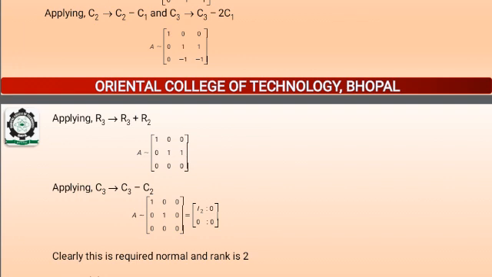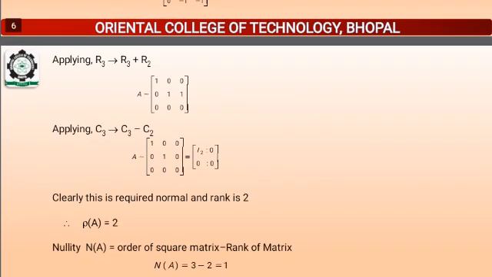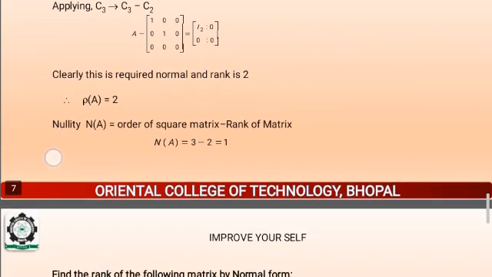Clearly this is the required normal form, and the rank of matrix A is 2. That is, we can also write rho of A equal to 2. Nullity of matrix N is defined by the order of the square matrix minus the rank of the matrix. The order of matrix is 3 because the matrix is 3 by 3, so nullity of A equal to 3 minus 2 equal to 1.